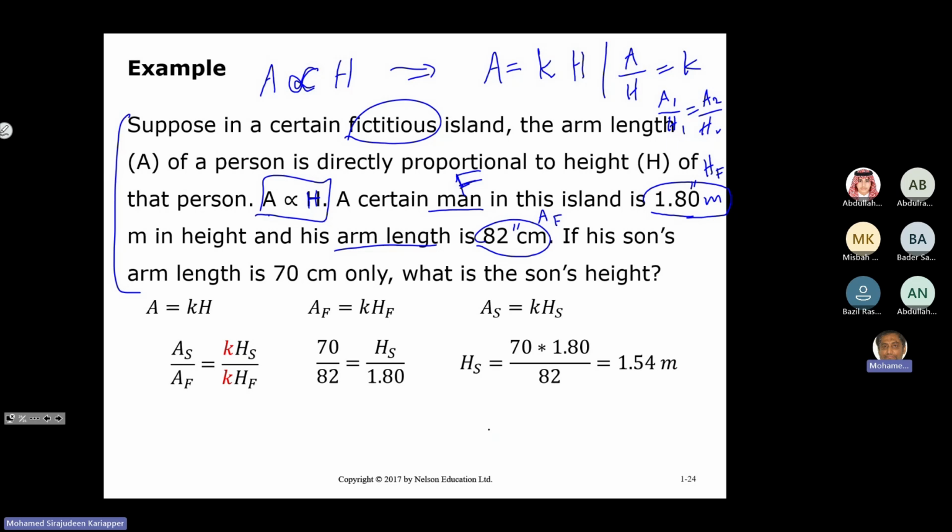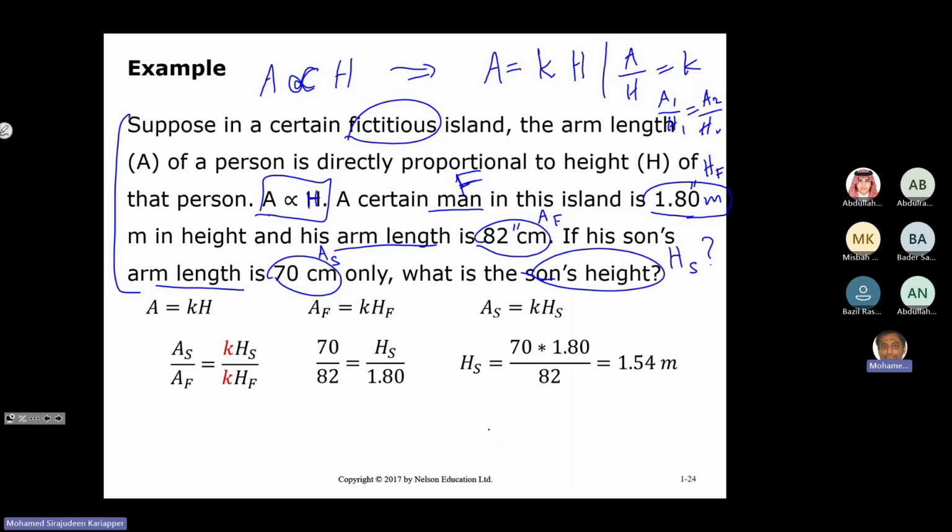Then there is his son. In the same way, I can say this is the arm length, so this will be A of the son. S is for son. What is the son's height? The question is H of the son.